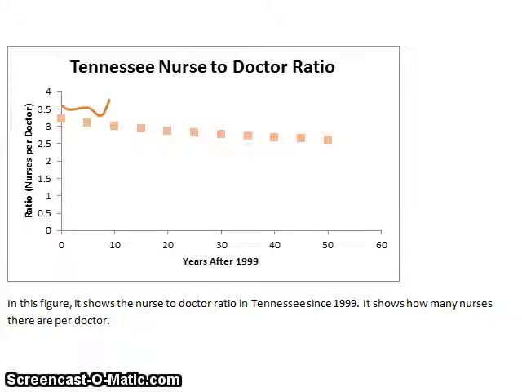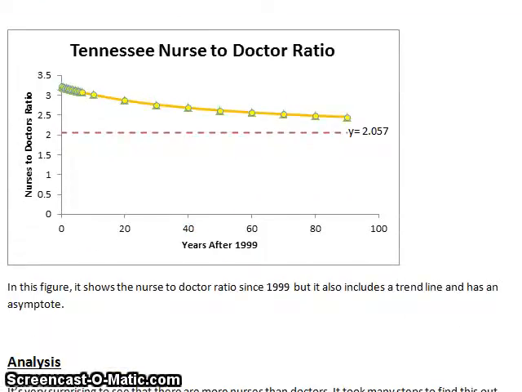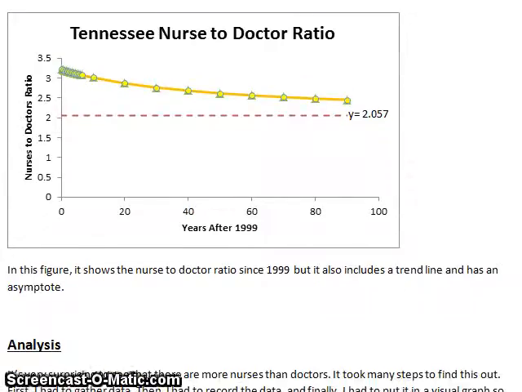This one is a Tennessee nurse to doctor ratio. This one just shows how many nurses per doctor they have in Tennessee. About on average, they have about 2.7 nurses per doctor in Tennessee. And this one also shows, in the figure, the nurse to doctor ratio since 1999, but it also includes a trend line and has an asymptote, which is at 2.057.